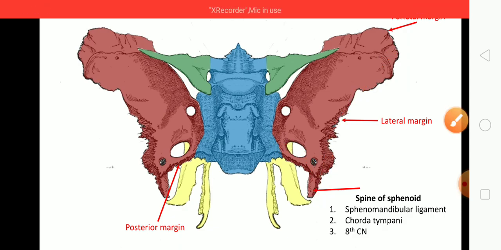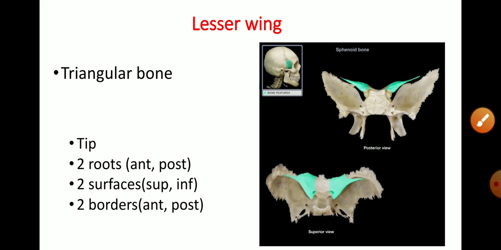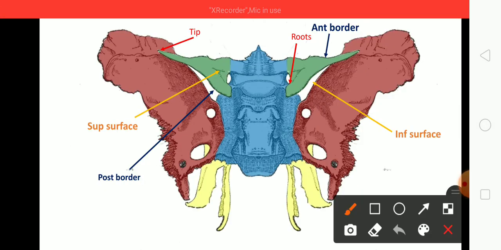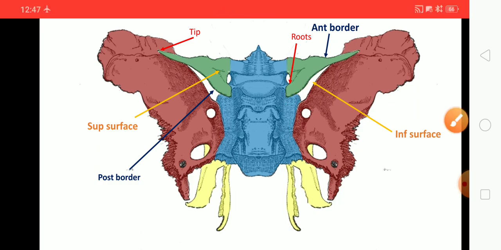Now coming to the lesser wings. It is triangular in shape and extends laterally from the anterior-superior part of the body. It has got a tip and two roots, anterior and posterior, and two surfaces and two borders. So in this figure you can see this is a tip, this is the anterior root and this is the posterior root. Then there is an anterior border and the posterior border, superior surface and the inferior surface.